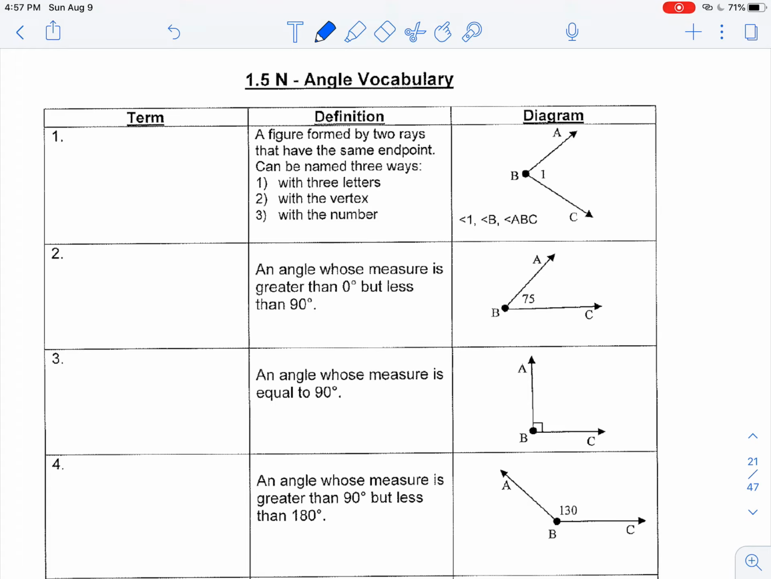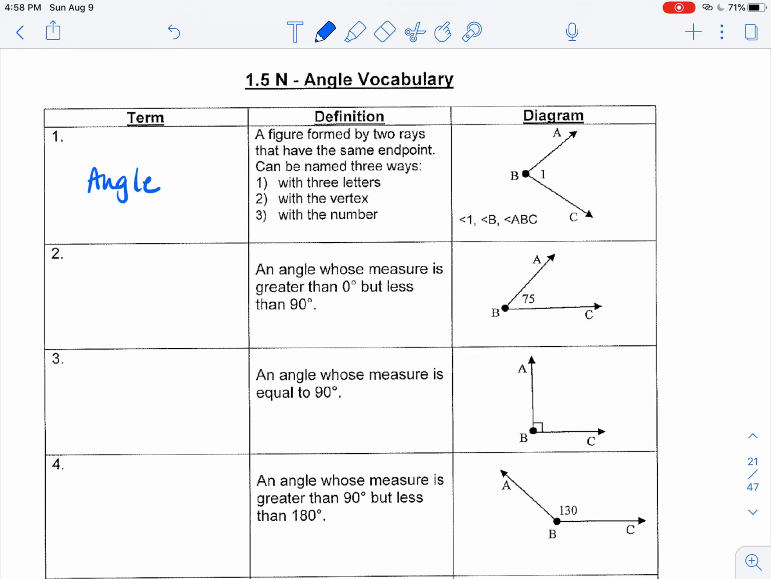Today we're going to talk about angles. So let's start with the definition. It says a figure formed by two rays. If we're looking at the diagram, we've got ray BA and ray BC. They have the same endpoint B, and it can be named three ways with three letters, such as angle, I just gave it away, ABC, CBA, with the vertex B, or with the number. And as I said, this is an angle.